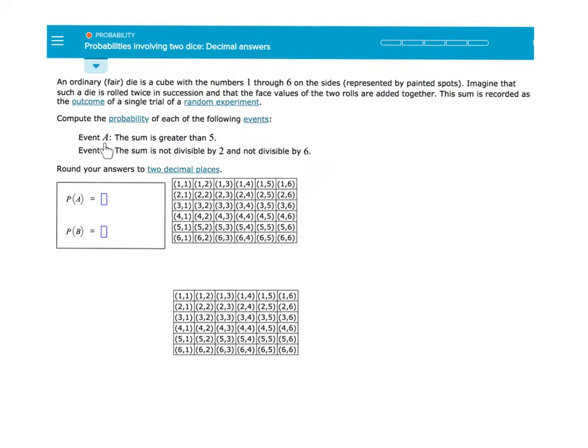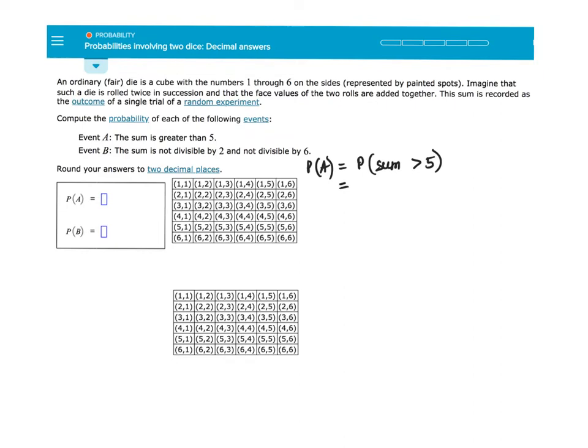I would like to know the probability that I get the sum that is greater than 5. We are going to record it like this. Probability of event A is same as probability of getting the sum that is greater than 5. What are the sums that I could get in this experiment? If we look at the table, the smallest sum I could get is the sum of 1 and 1, which is 2. And the highest sum I could ever get is the sum of 6 and 6, which is 12. So my sums run anywhere between 2 and 12.